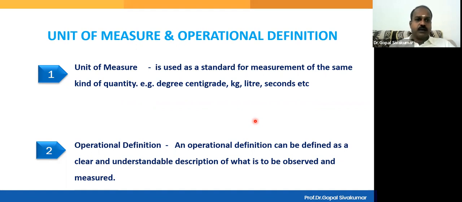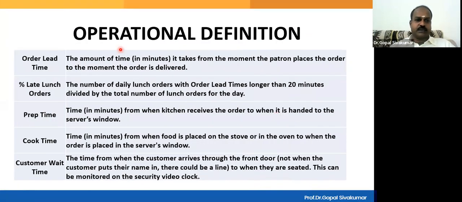So a clear, concise, and unambiguous statement about the characteristics to be measured is called an operational definition. If you don't frame the operational definition correctly, and it creates ambiguity, then what will happen? That becomes the source of error, and then your data can become useless. So we have to be very careful while writing down the operational definition.